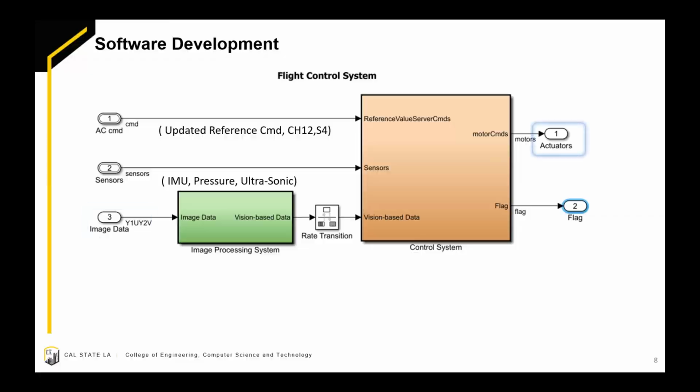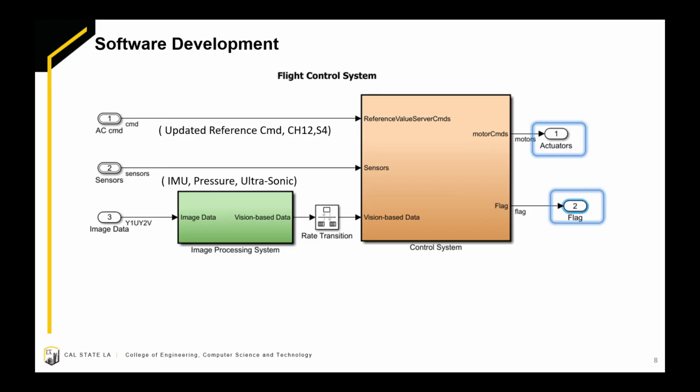As shown, there are two outputs, actuators and flag. After the code is generated, it sends the code commands to the motors to get the drone to fly. The flag is there as a safety factor. If the drone loses control and hits something, then it will shut off.